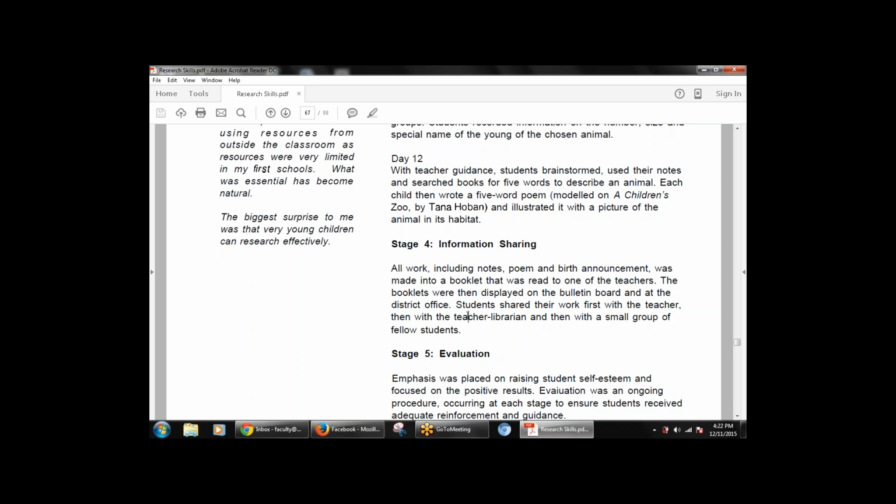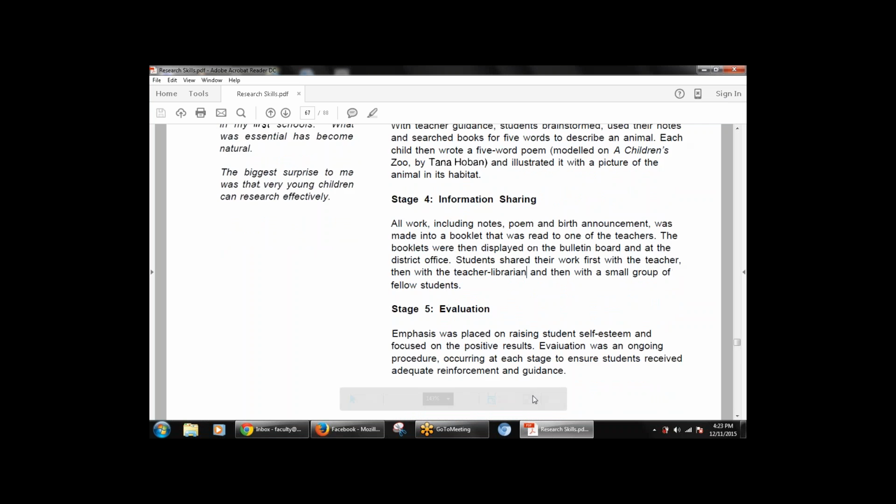And booklets are then displayed. So booklets were then displayed according to the assignment that is given in the measure. So that is stage number 4, the information processing, in which the students share their work first with the teacher, then with the teacher librarian, and with a small group of fellow students. That means information will be shared among the various students and teachers.